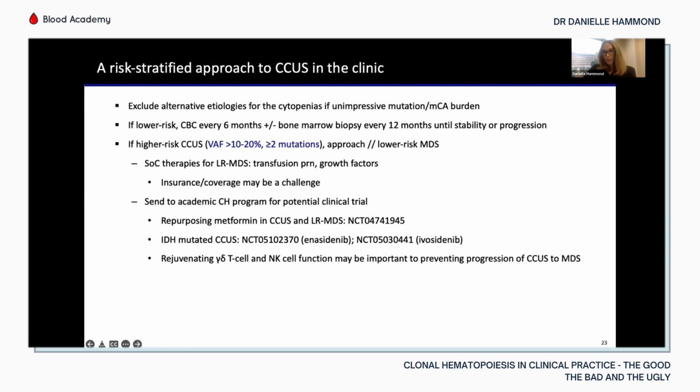And this is from internal data at MD Anderson, but there is now some preclinical data suggesting that rejuvenating delta gamma T cell and NK cell function might be important to preventing the progression of CCUS to overt MDS. Therapeutically, how to do that, we don't know yet, but I think that will be a fruitful avenue.